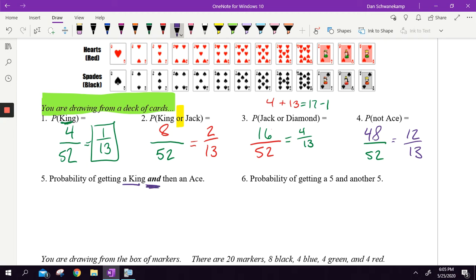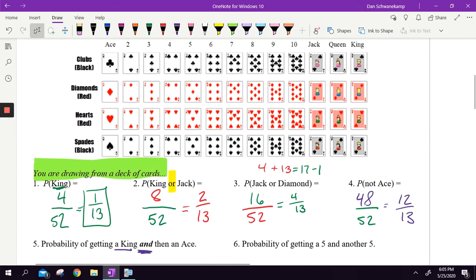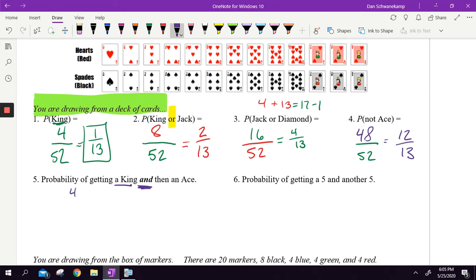So let's do them separately. Let's find the probability of a king first. Well, there are 4 kings out of 52 cards. All right, so 4 out of 52, otherwise known as 1 out of 13. What's the probability of an ace? Well, there's 4 aces out of 52.